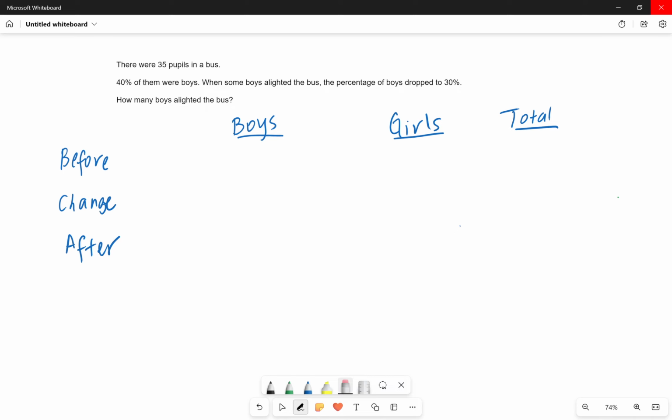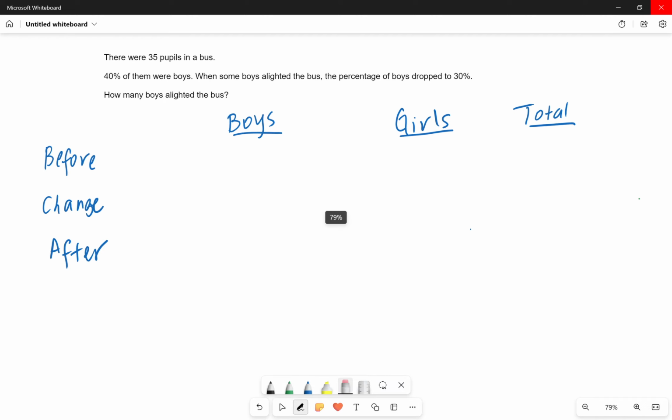Hi, today I'm going to show you how to solve a before-change-after word problem involving percentage. There were 35 pupils in the bus. 40% of them were boys. When some boys alighted the bus, the percentage of boys dropped to 30%. So how many boys alighted the bus?